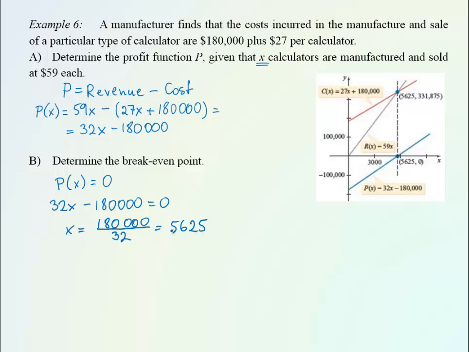That means that we need to produce 5,625 calculators to cover the cost and not to earn any money, but also not to lose anything on the production. Let's look again at this diagram. Instead of looking at the profit, we could look at the cost, which is the red line, and revenue, which is the gray line, and the intercept of these two is the break-even point for 5,625 calculators produced. The revenue would be this much, but also the cost would be the same much. So overall, we are break even.